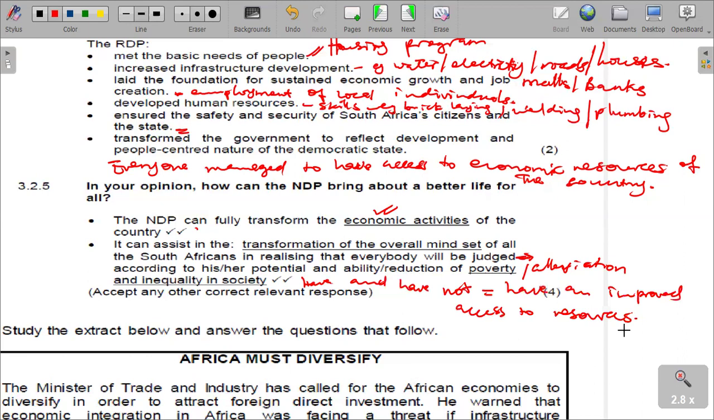Good access to resources, just to say it managed to bridge the gap between the poor and the rich, bridging the gap between the rich and poor. That is one good advantage, again, bridging the gap between the rich and the poor in the society.